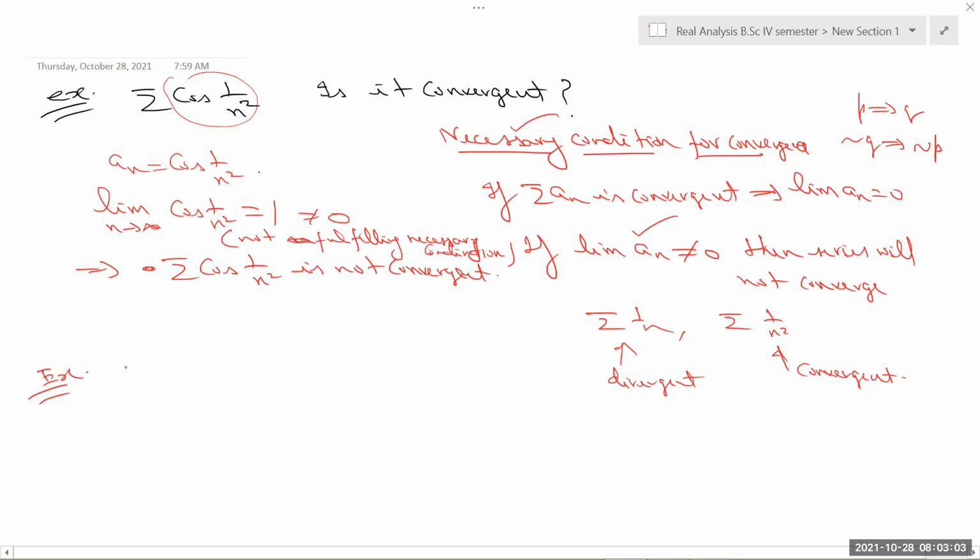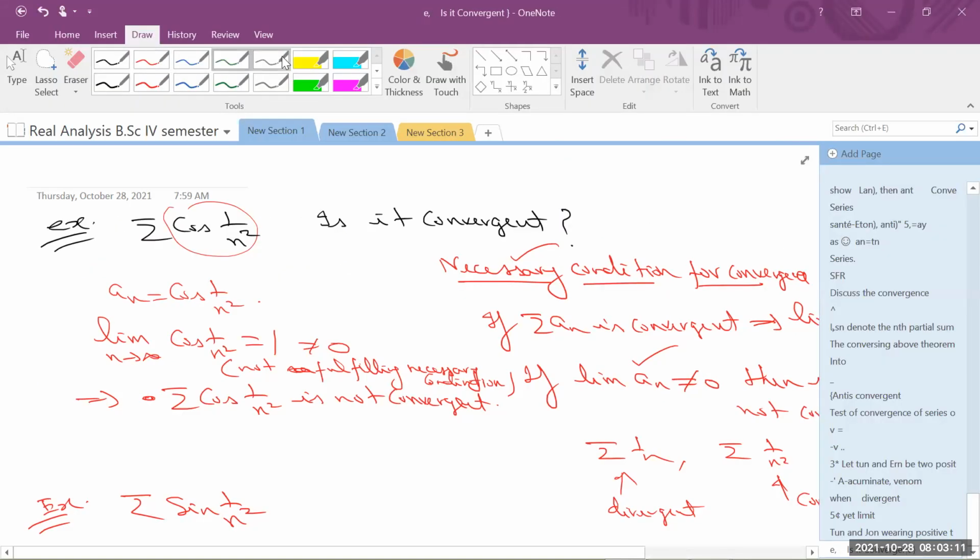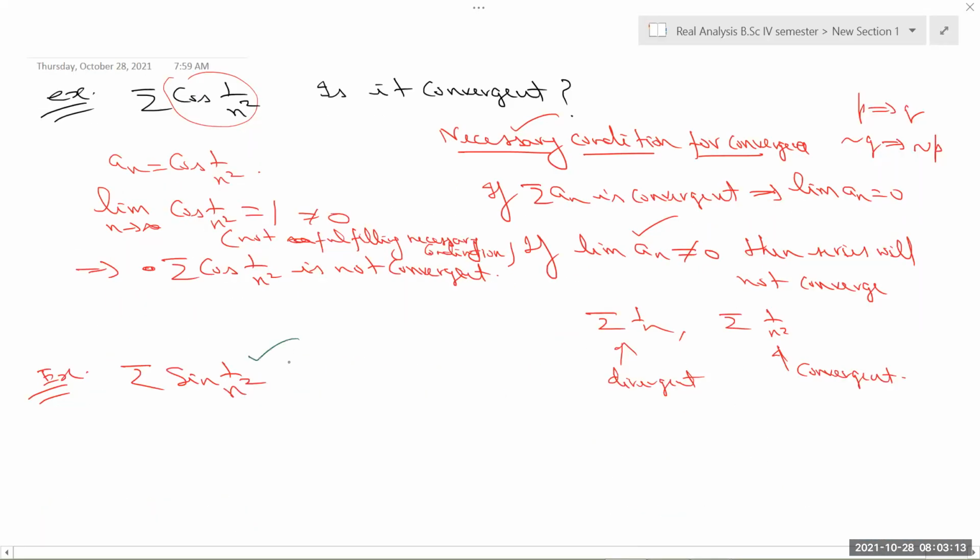What about sine 1 by n square? We already know the nature of 1 by n square. This one is convergent. One can use the expansion. If we expand sine 1 by n square, you can see that the first dominating term is 1 by n square. So one can choose another series of that term and apply the comparison test.